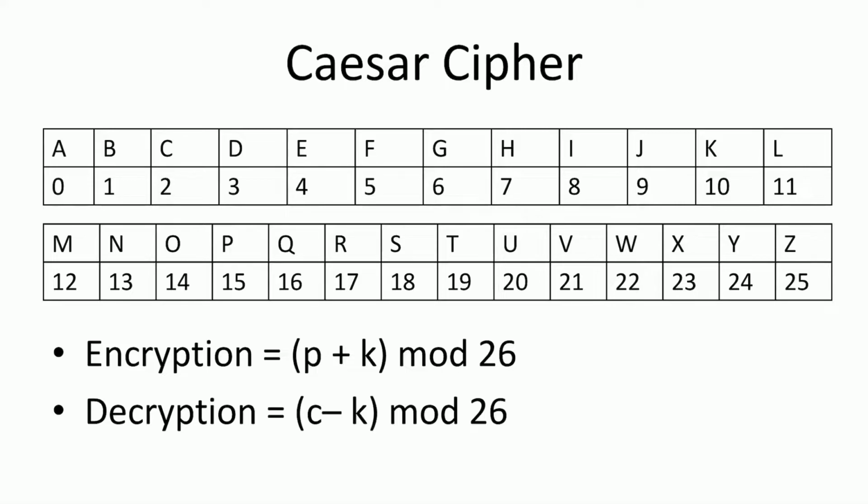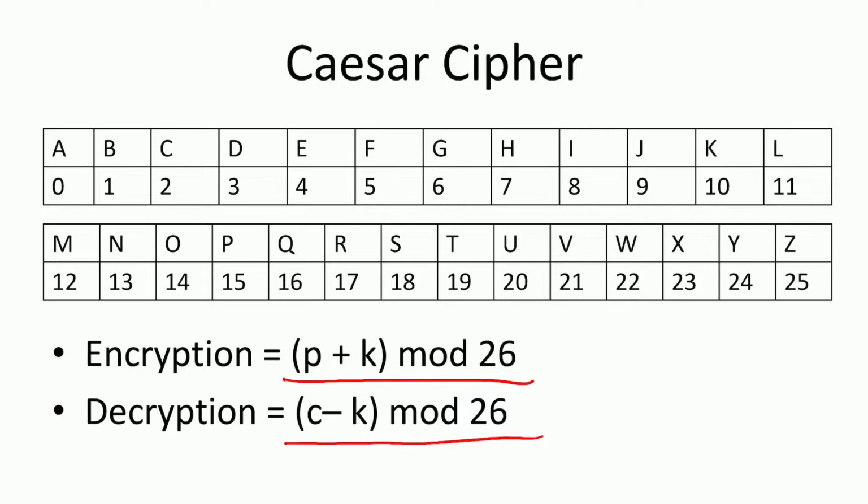So to generalize, the encryption formula for Caesar cipher is P plus K mod 26. Here P is a plaintext letter and K represents the shift, denoted by the key. Similarly, for decryption, we have the general formula C minus K mod 26. C is the ciphertext letter and K represents the shift.